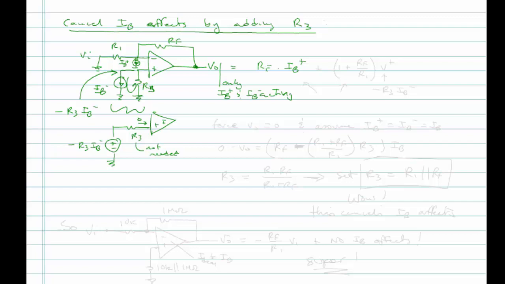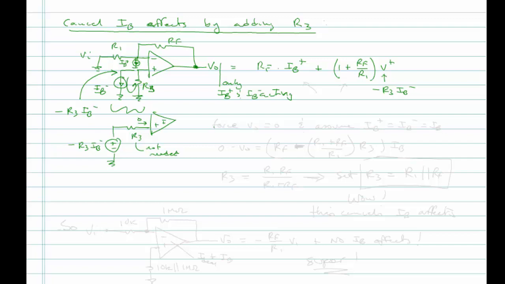Okay, so now we have this minus R3 IB minus voltage applied to the non-inverting input, and our op-amp circuit is a non-inverting configuration, so we know that the gain for that is 1 plus RF over R1 times whatever our voltage is at V plus, right? And that voltage is minus R3 IB minus. Now, where are we going with this? I want to get rid of the effects of IB minus, or IB.